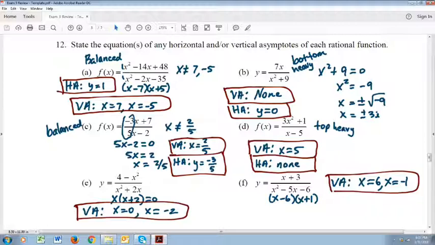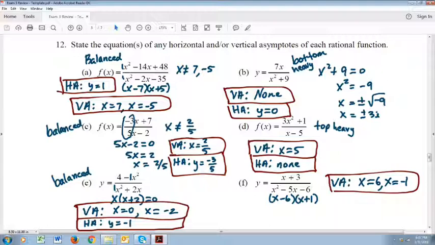On letter E, we're balanced again. Notice we have a degree of 2 in the numerator and denominator. Now be careful here. The coefficients here are negative 1 and 1. Negative 1 over 1 is negative 1, so we're going to get y equals negative 1 as a horizontal asymptote.